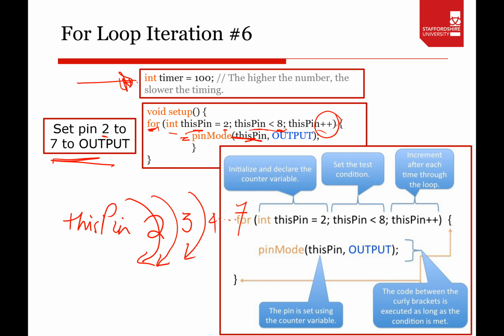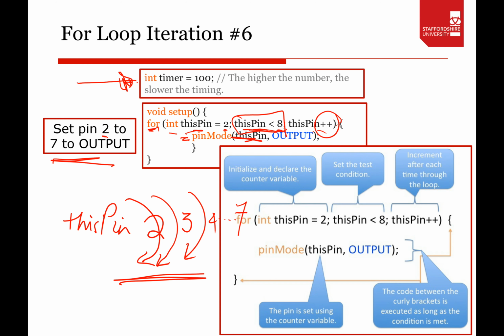Why does it stop at 7? Because this condition is now no longer true. When it gets to 8, it is no longer less than 8, it is equal to 8. So it will repeat this loop 6 times, from pin 2 to pin 7, which is what we wanted.